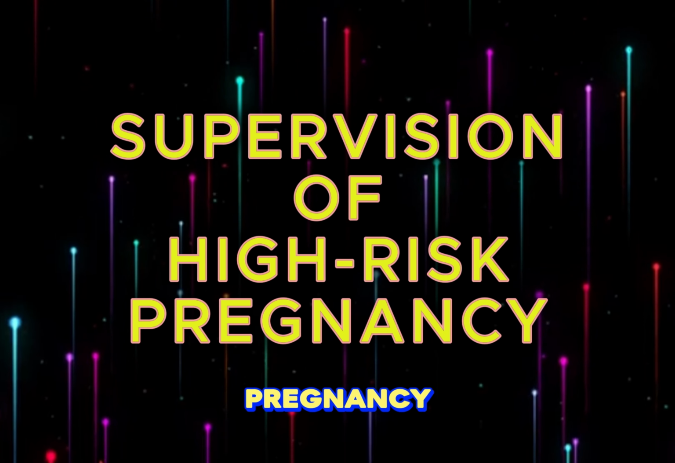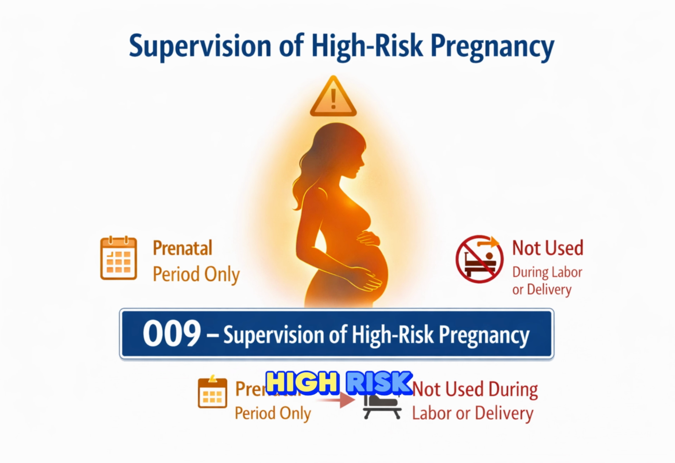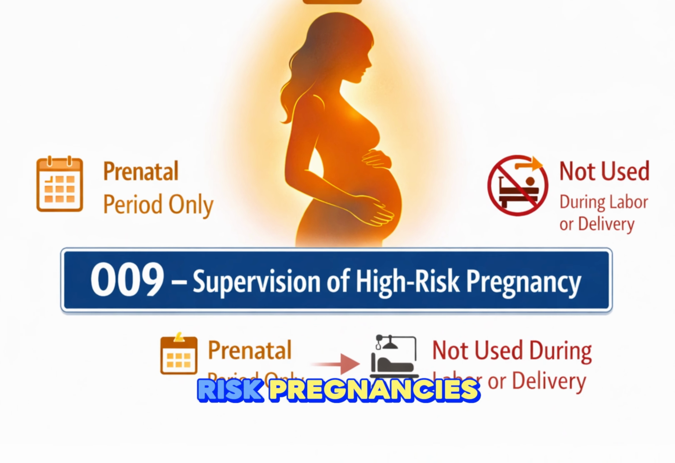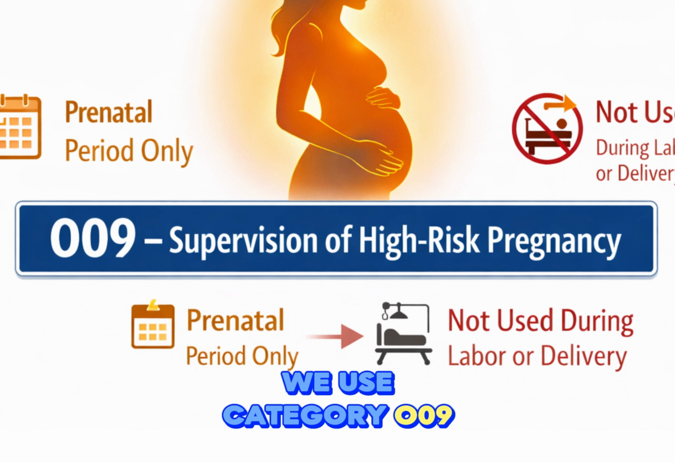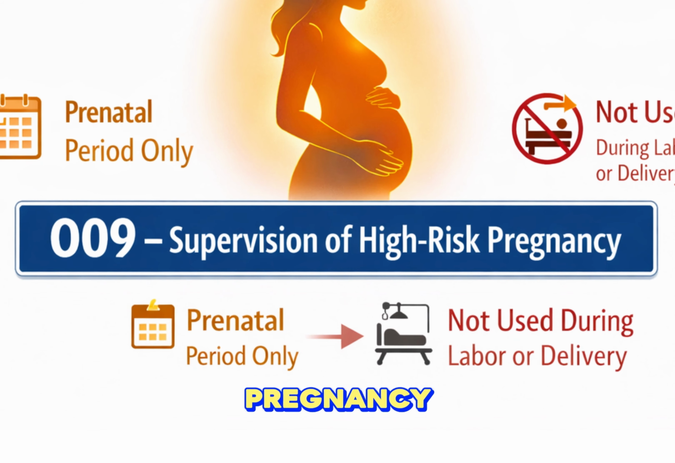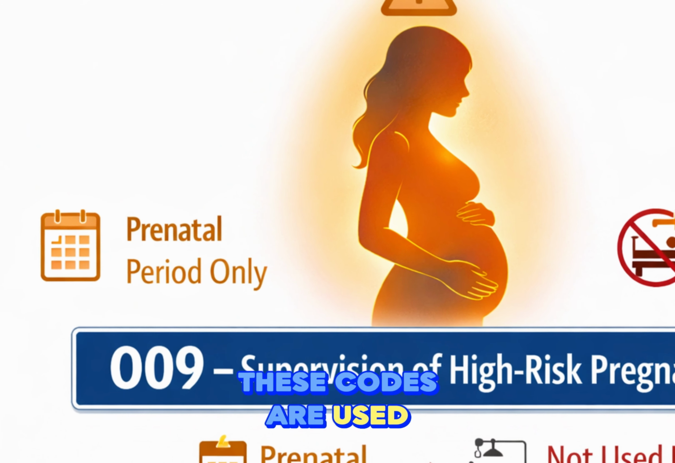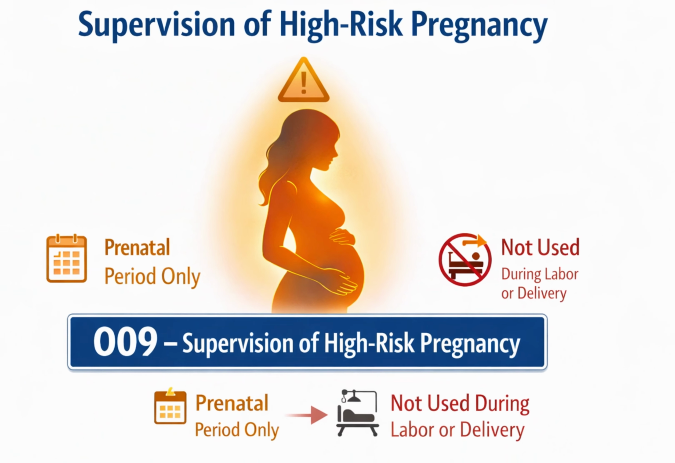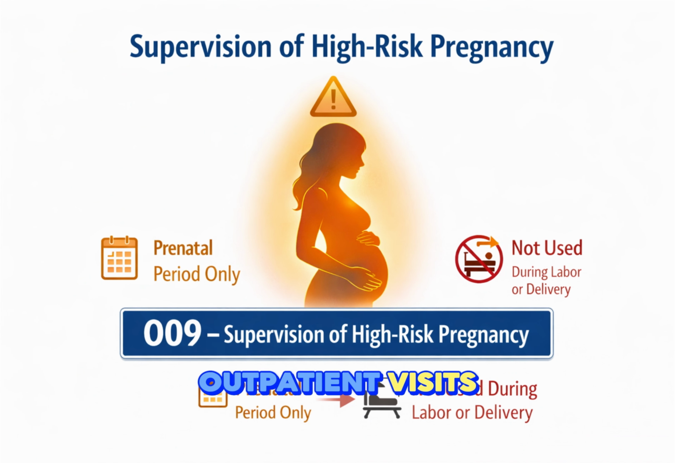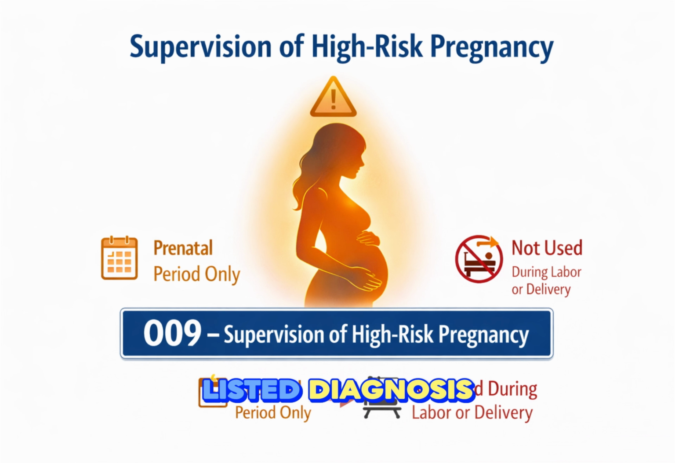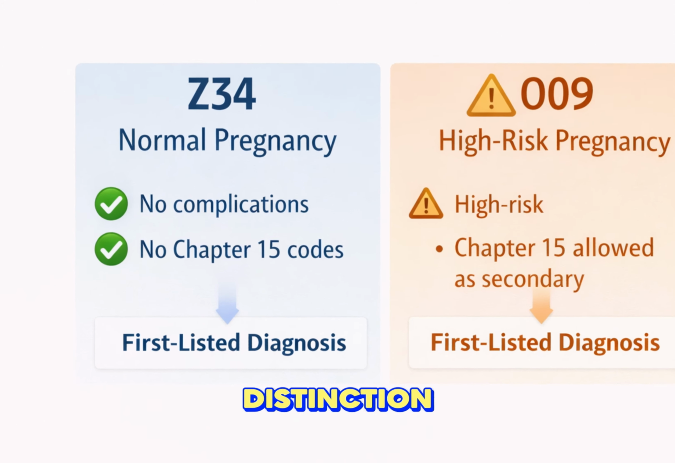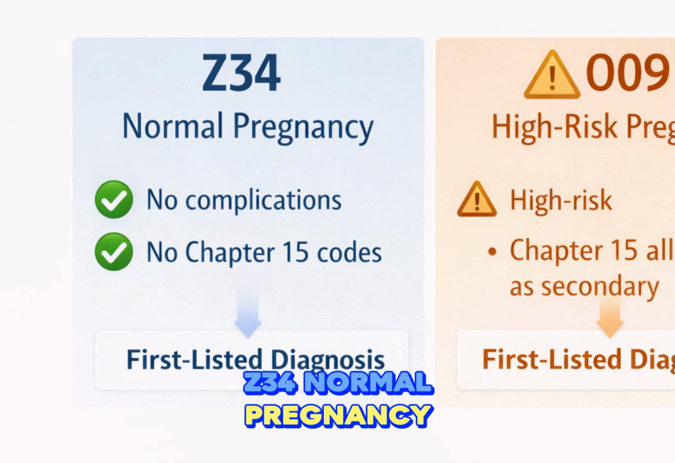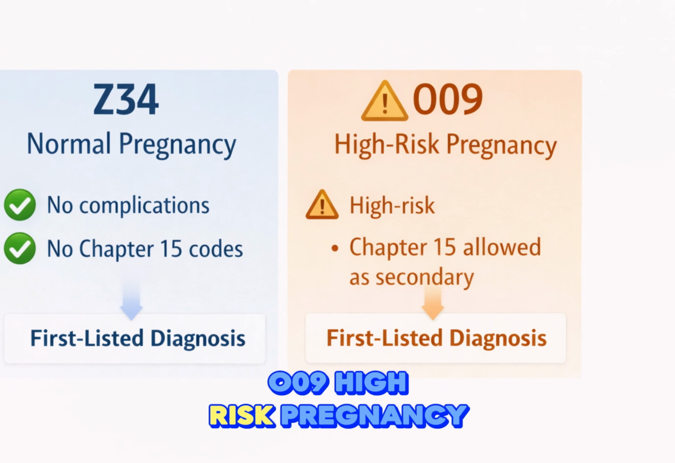Supervision of high-risk pregnancy. Now let's move to high-risk pregnancies, which are coded very differently. For patients with high-risk pregnancies, we use category O09, supervision of high-risk pregnancy. These codes are used only during the prenatal period, not during labor or delivery. So for routine prenatal outpatient visits in a high-risk pregnancy, O09 is the first listed diagnosis. Now, here's the key distinction. Z34, normal pregnancy. O09, high-risk pregnancy.